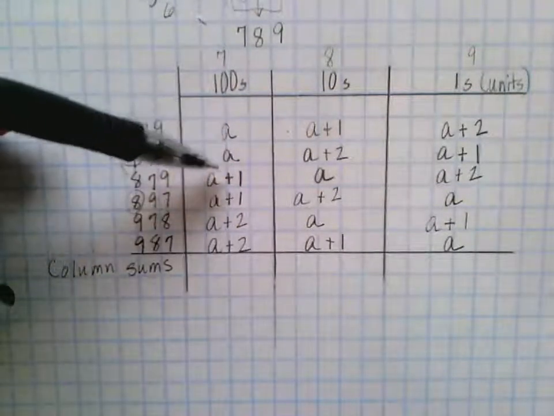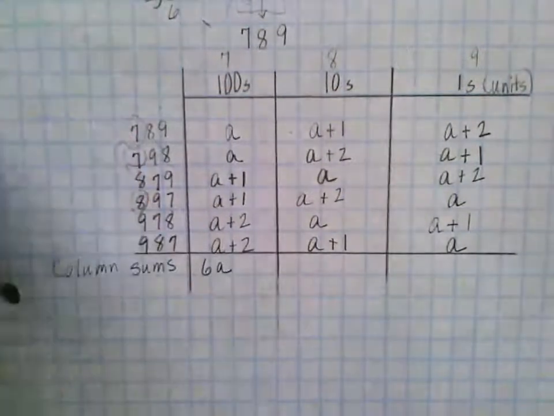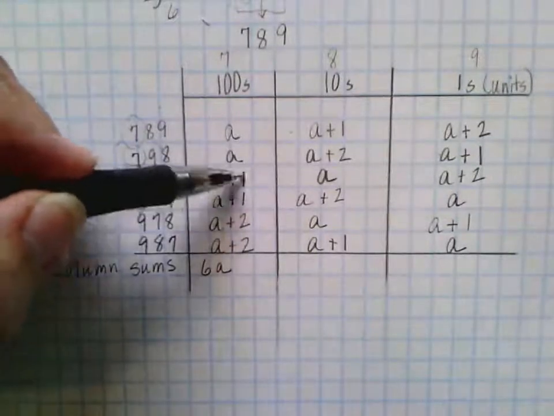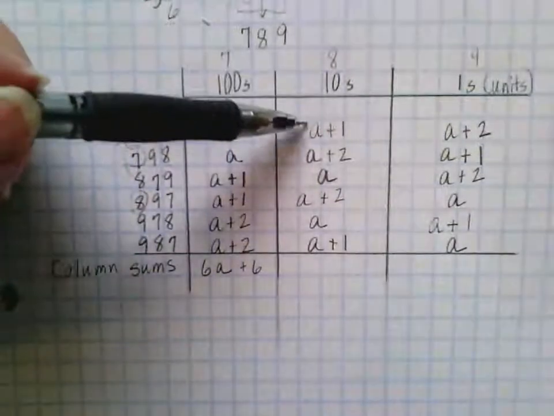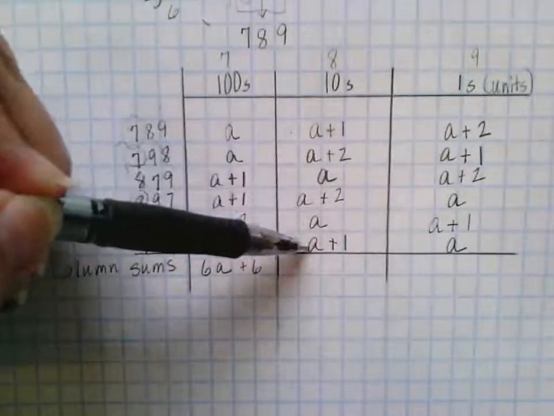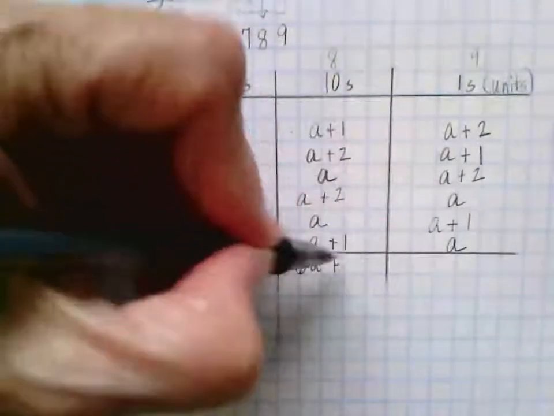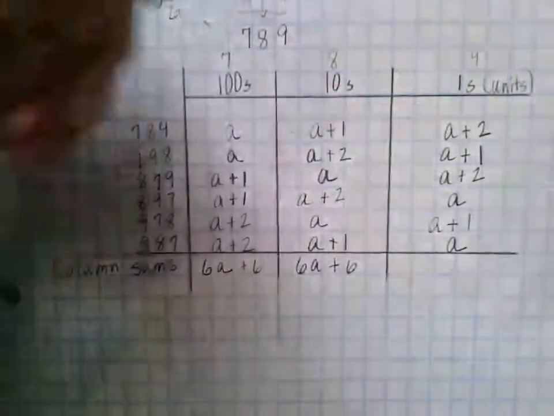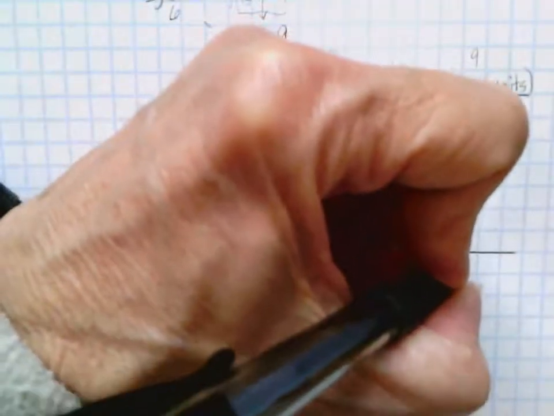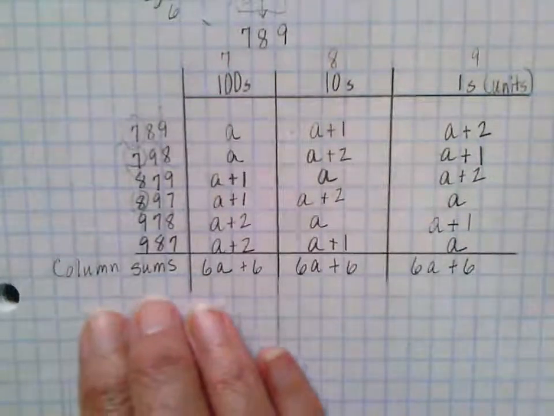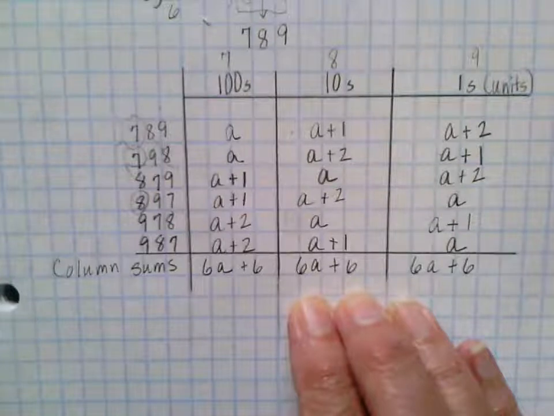So we have 1, 2, 3, 4, 5, 6 A's, and we have 2, 4, 5, 6. And we have that in each column: 1, 2, 3, 4, 5, 6 A's. 3 and 3 is 6. And in the last column we have the same thing. So this is what you have asked your person to do.